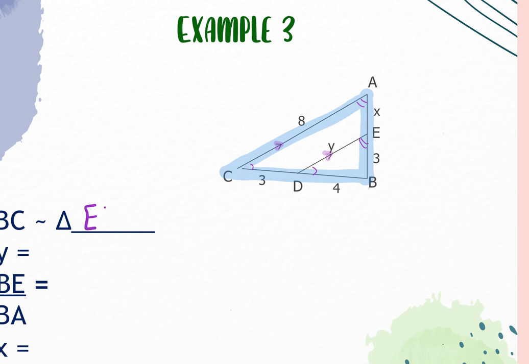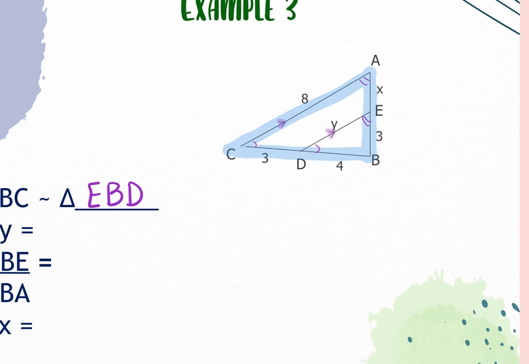EBD. Good. Well, we're not actually solving it. Not yet. And the order is important. If you write that in a different order, it's wrong. So be careful, okay? Now it wants you to find y. So what's the scale factor of the small triangle to the big triangle? 4 to 7. Good. Scale factor 4 to 7.